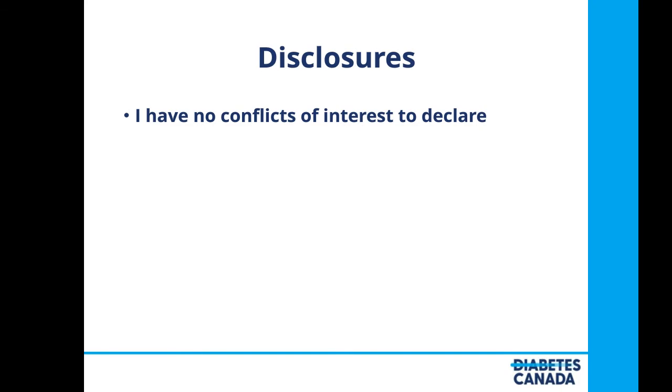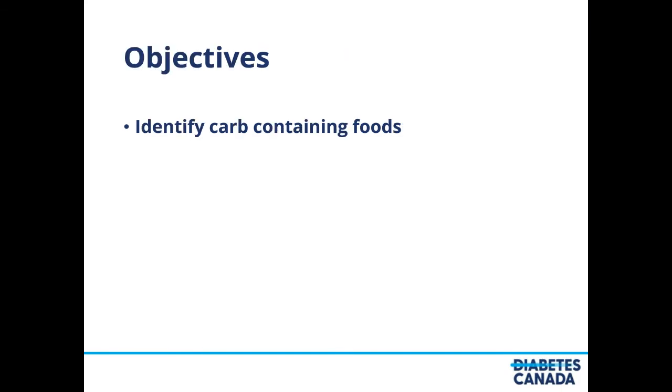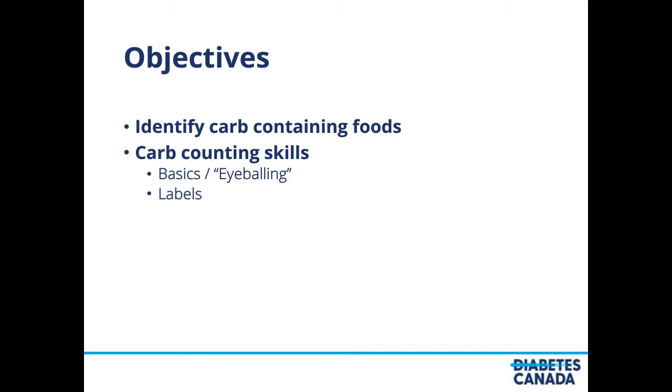Okay, so where are we going with this presentation? Step number one is to be able to identify which foods affect your blood sugar. So which foods have carbohydrates? We're going to look at our carb counting skills. We're going to start with the basics, which is eyeballing or guesstimation. We're going to look a little bit more advanced into labels, then at measuring foods and using food scales. And we're going to talk about different resources that are available.